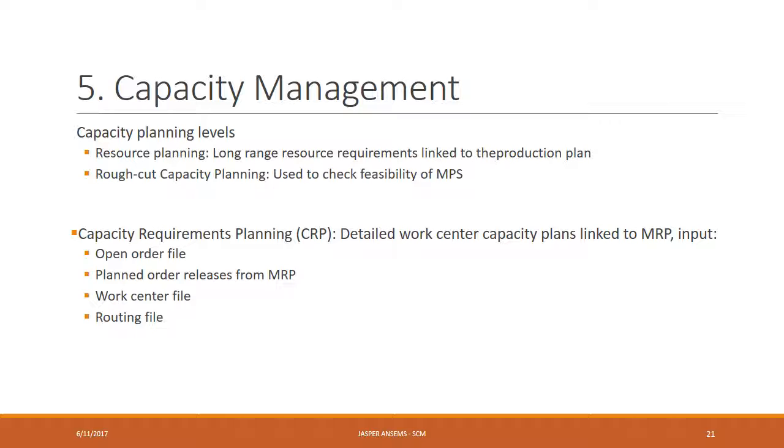Chapter 5 is capacity management. Capacity planning levels: you have the resource planning, so long range resource requirements linked to the production plan. You have the rough cut capacity planning, and this is used to check feasibility of the MPS, the master production schedule. You have also capacity requirements planning, and this is detailed work center capacity plans linked to the MRP, and the input is open order files, planned orders released for the MRP, a work center file, and a routing file.